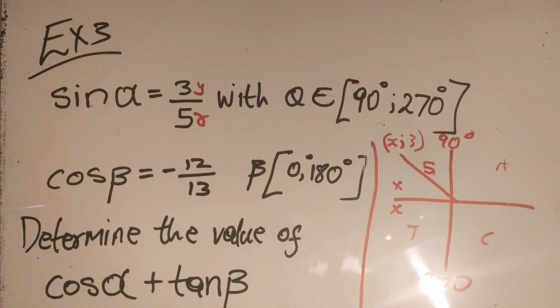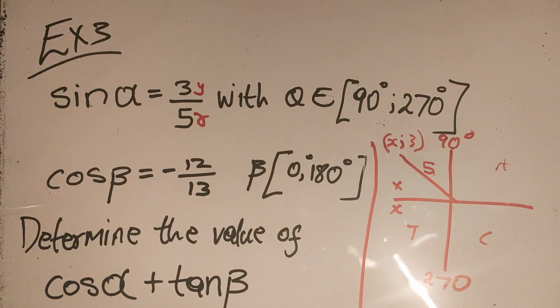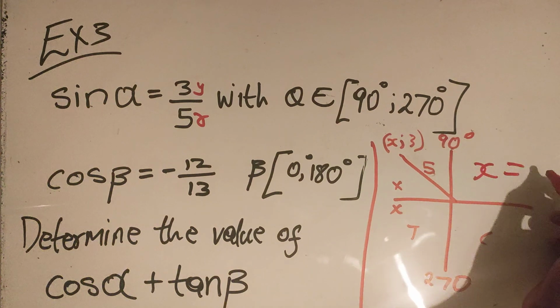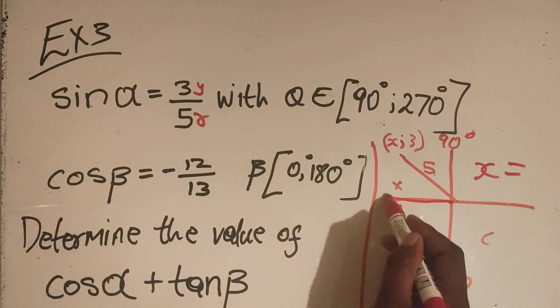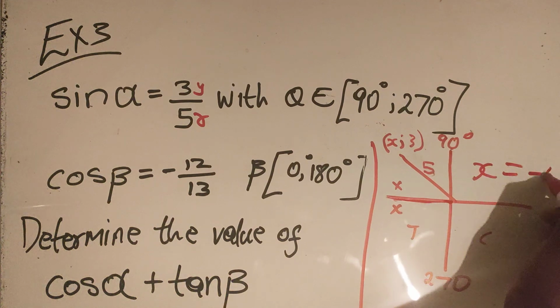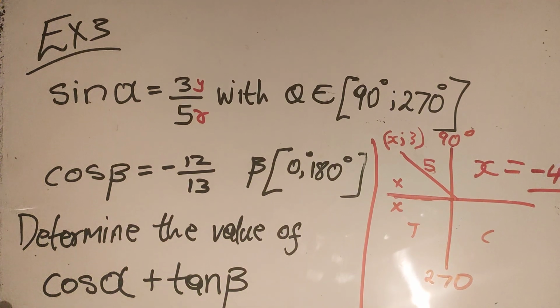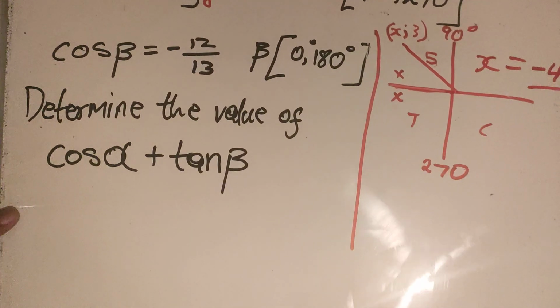So I've done that on the side. We need to find the value of x, sorry. The value of x, remember we want a negative side. So the value of x was -4. So we know 3 things. We know x, y, and r. So we can substitute and find the value of what is needed in terms of alpha.